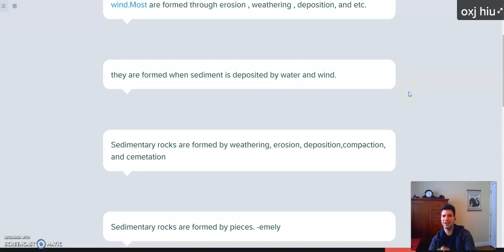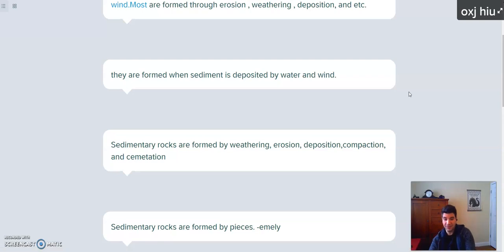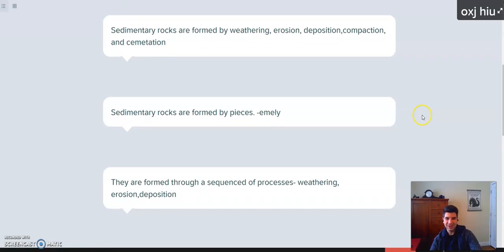Remember deposit, like you're dropping money off at the bank, you're making a deposit, or you could drop off sediment in a riverbed or in a riverbank. Get it? Sedimentary rocks are formed by weathering, erosion, deposition, compaction, cementation.